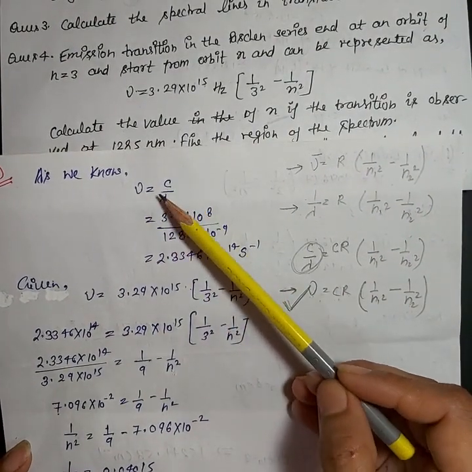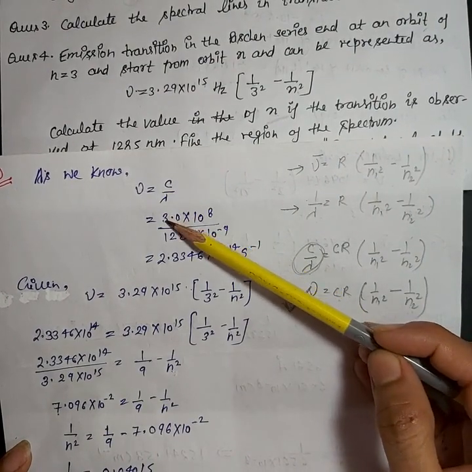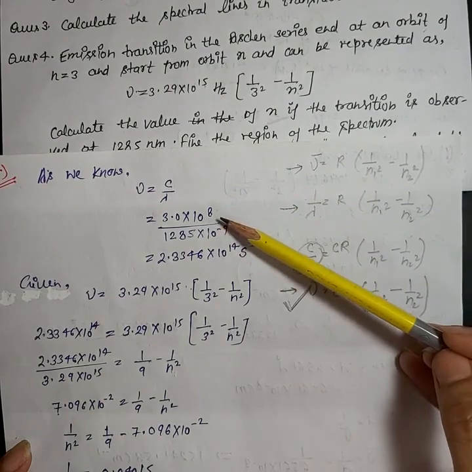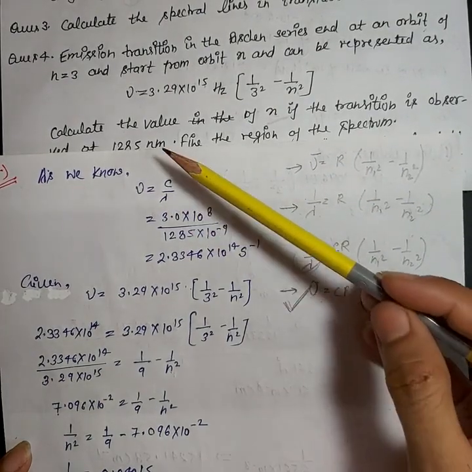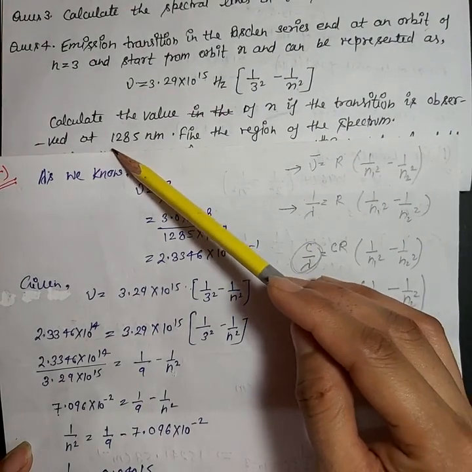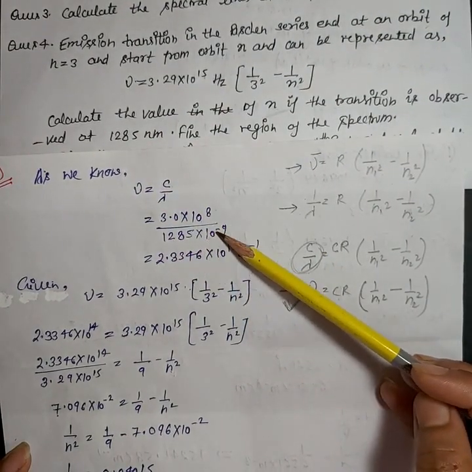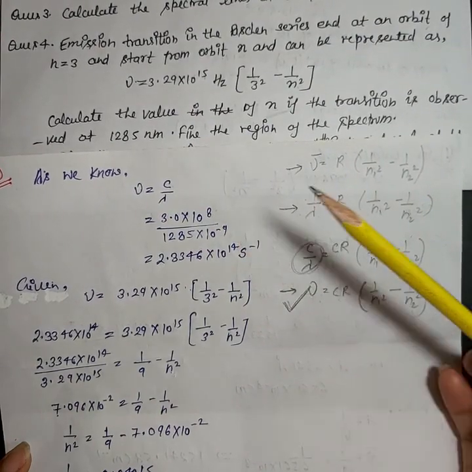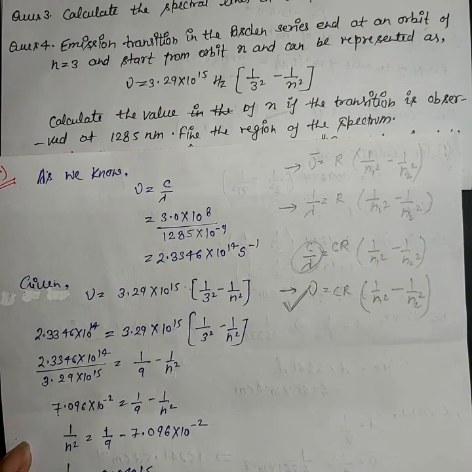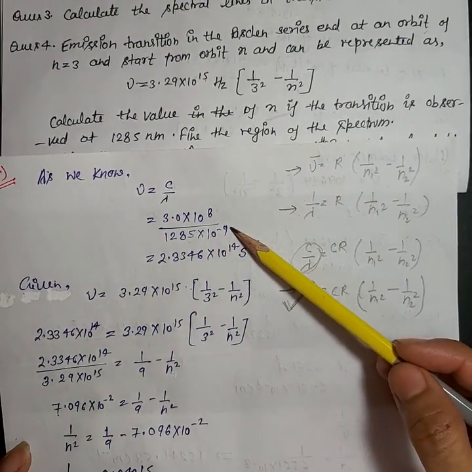Here nu equals C over lambda, as we know. And we know the value of C. C is 3 into 10 to the power 8 meters per second, the velocity of light, and lambda, the wavelength, is given as 1285 nanometers. So 1285 nanometers is 1285 into 10 to the power minus 9 meters. We can convert 1285 nanometers into meters by multiplying this value by 10 to the power minus 9.